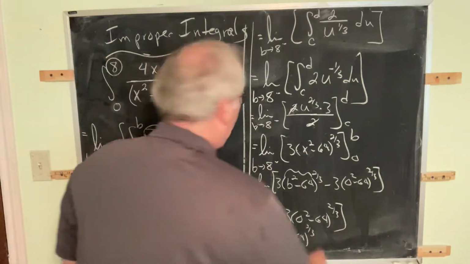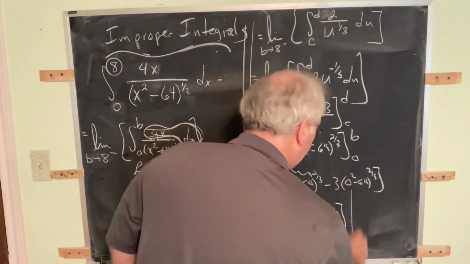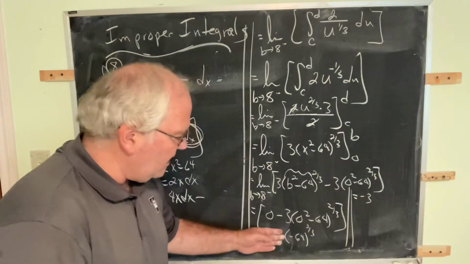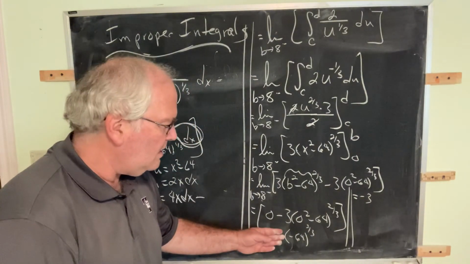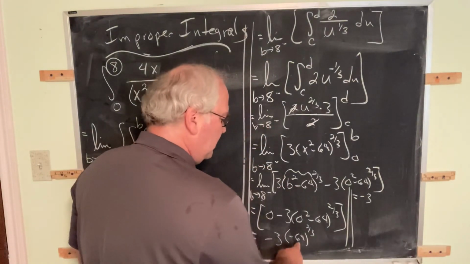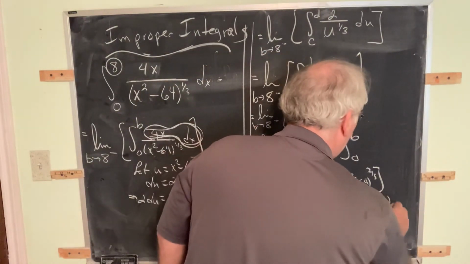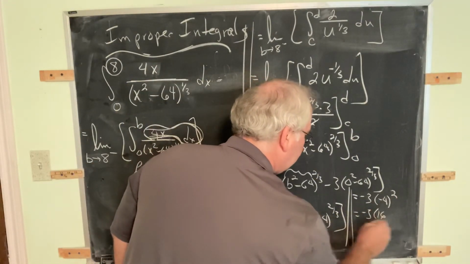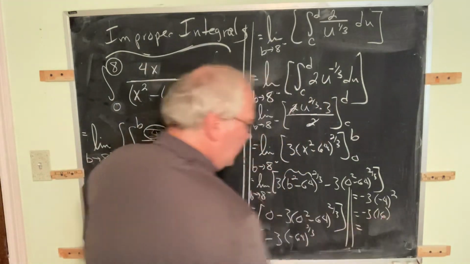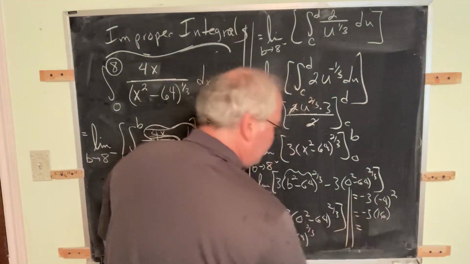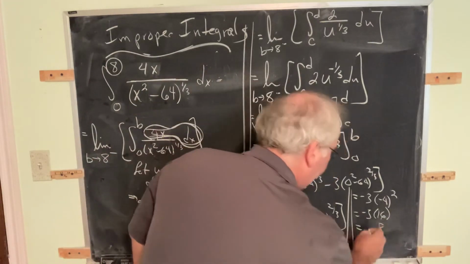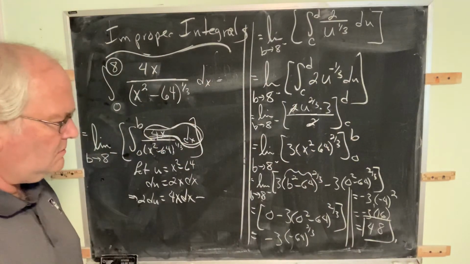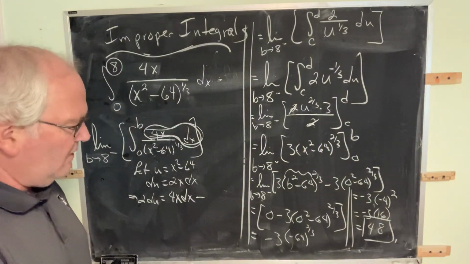What is negative 64 to the 2/3 power? I'm going to run out of space. This is negative 3 times... what's the third root of negative 64? It's negative 4. But that's squared. So this is negative 3 times negative 4 squared, which is 16. Negative 3 times 16, I don't know all the mathematics in the world, but 3 times 16 is 48, is that right? And so our final value is 48.